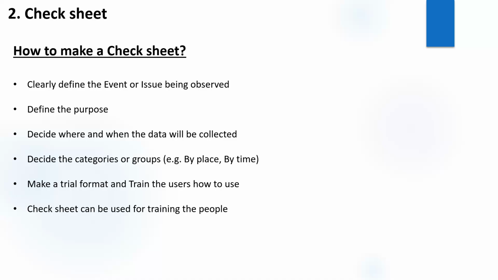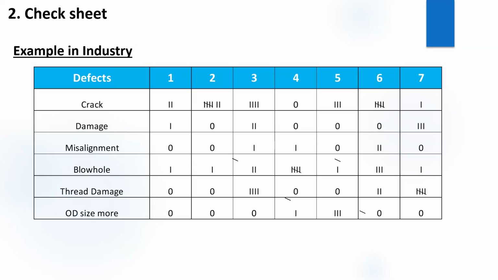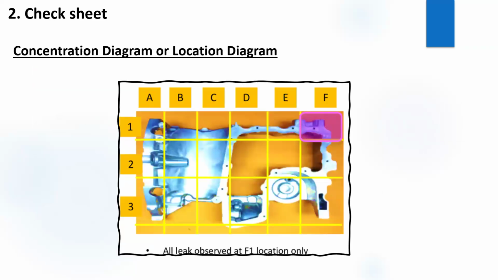We need to select an event, define a purpose, then decide the location and the time where the data will be collected, and we can decide the categories by place, by time, in which machine, on which plant, on which shop floor. Then I discussed making a trial format and training your person, who may be a supervisor or operator. Then these were the examples at home and the examples in industry, and we also saw the concentration diagram in the check sheet. So the check sheet is clear? Yes, sir.